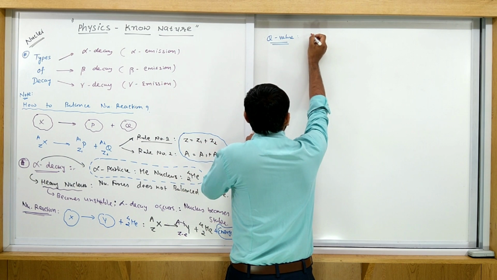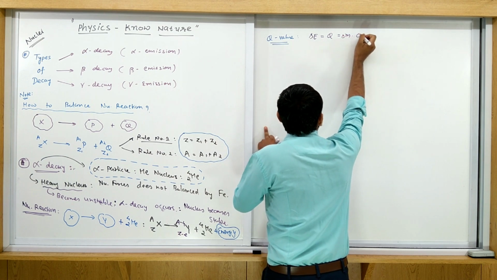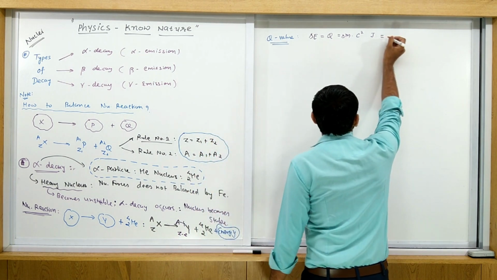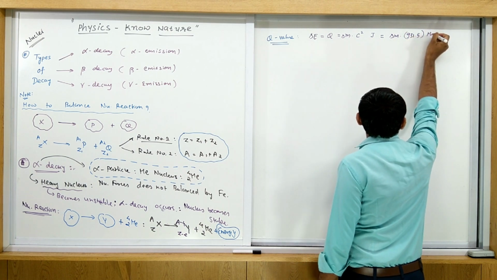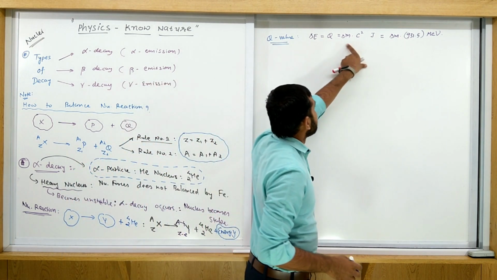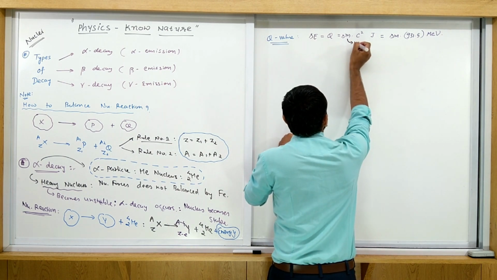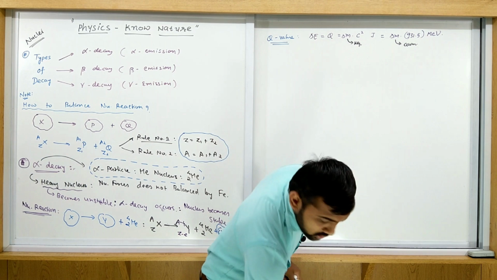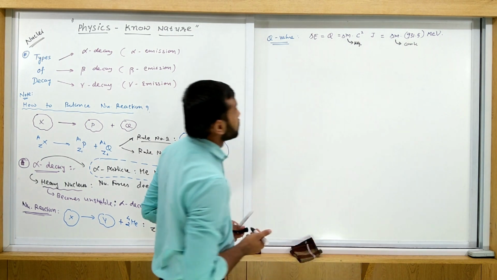Q, sometimes also called delta E, is equal to delta M C square in terms of joules. The second way is to write this answer as delta M into 931.5 MeV. We have two methods to write this answer. If you use the joule method, then delta M is in terms of kg, and here delta M is in terms of AMU. So this is the simple method.